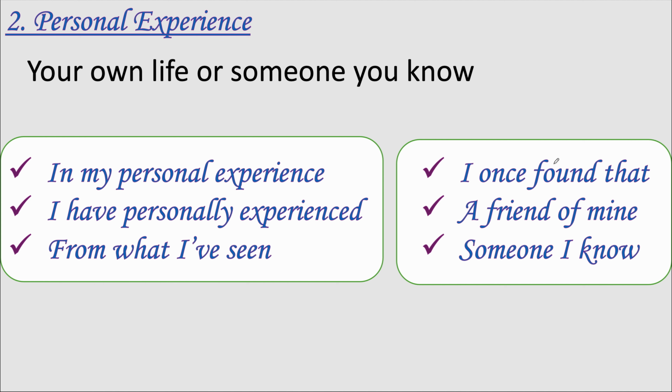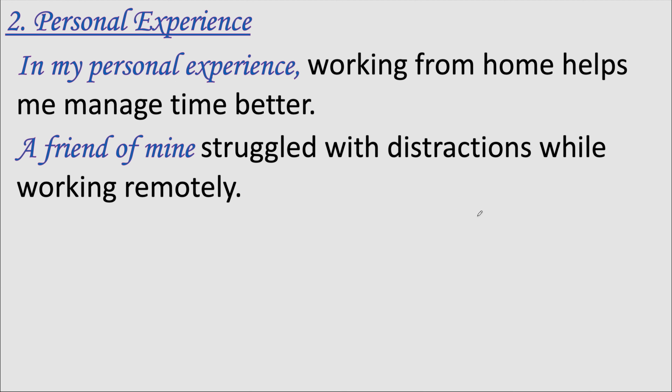The second way to write examples is that you can use personal experience. Say things like, in my personal experience or a friend of mine. Here are some examples. The tone should still be formal. Instead of saying, I work from home, so I think I can manage my time better, it's better to say, working from home helps me manage time better.